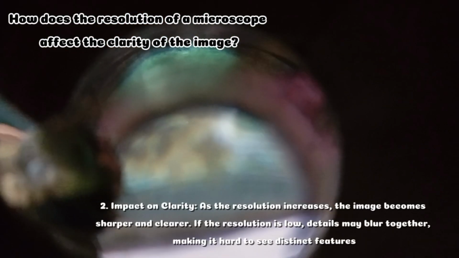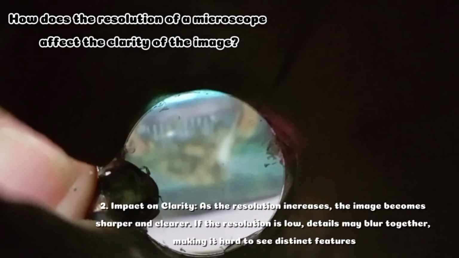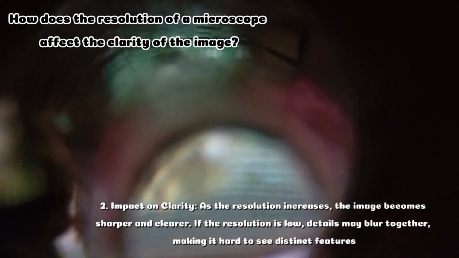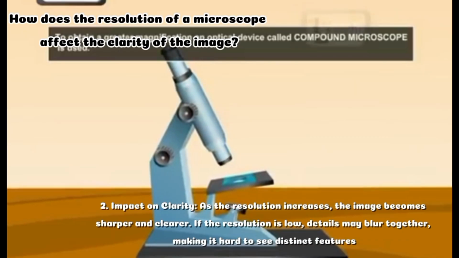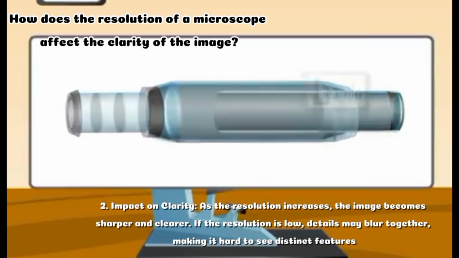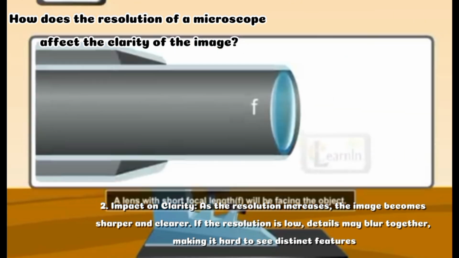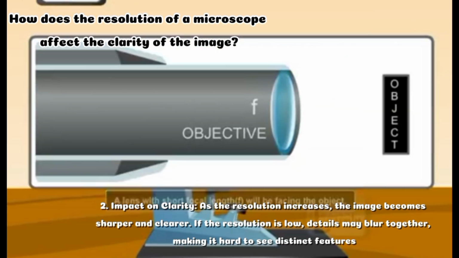Number 2. Impact on clarity. As the resolution increases, the image becomes sharper and clearer. If the resolution is low, detail may blur together, making it hard to see distinct features.